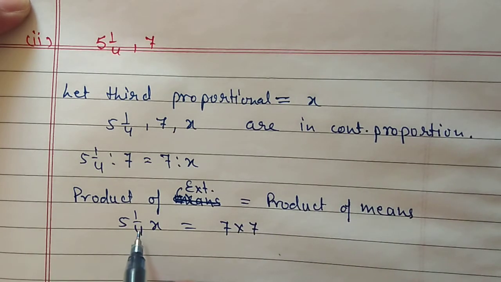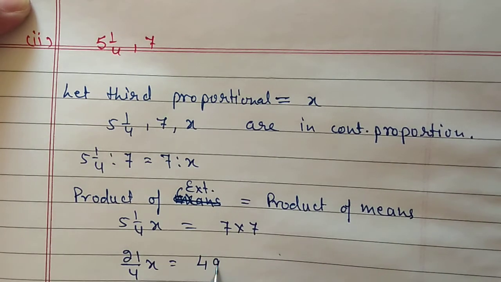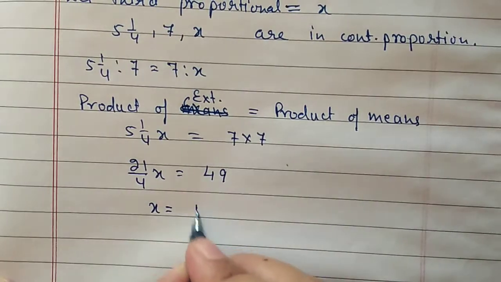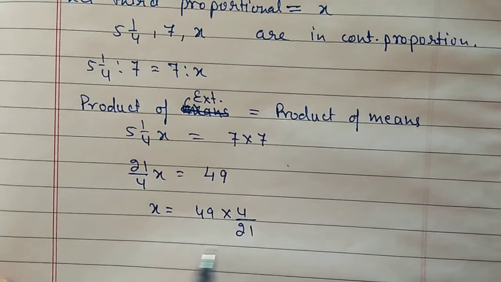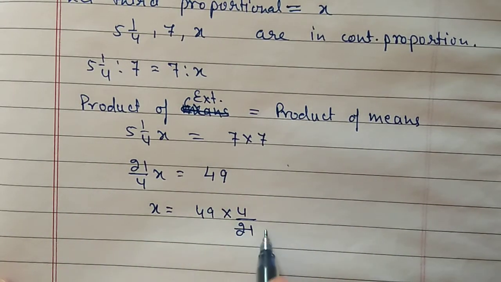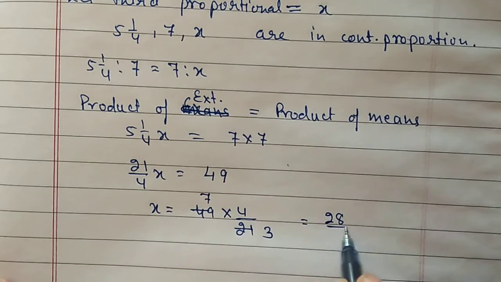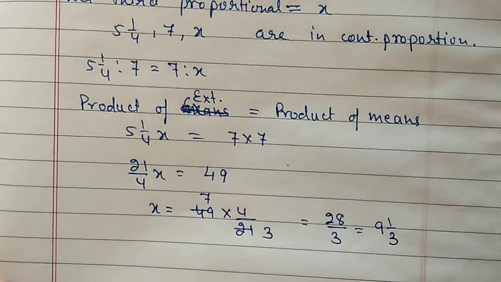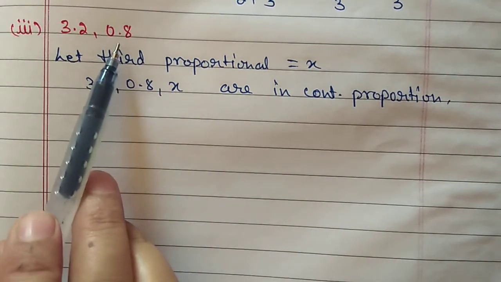This we can change into an improper fraction. 5 4s are 20, so 21 by 4 x is equal to 49, or x is equal to 49 into 4 by 21. Shifting to the other side, it will become the reciprocal. 7 3s are 21, 7 7s are 49, 7 4s are 28 by 3, or 9 whole number 1 by 3 is the value of x. Third part, 3.2 and 0.8 are given.